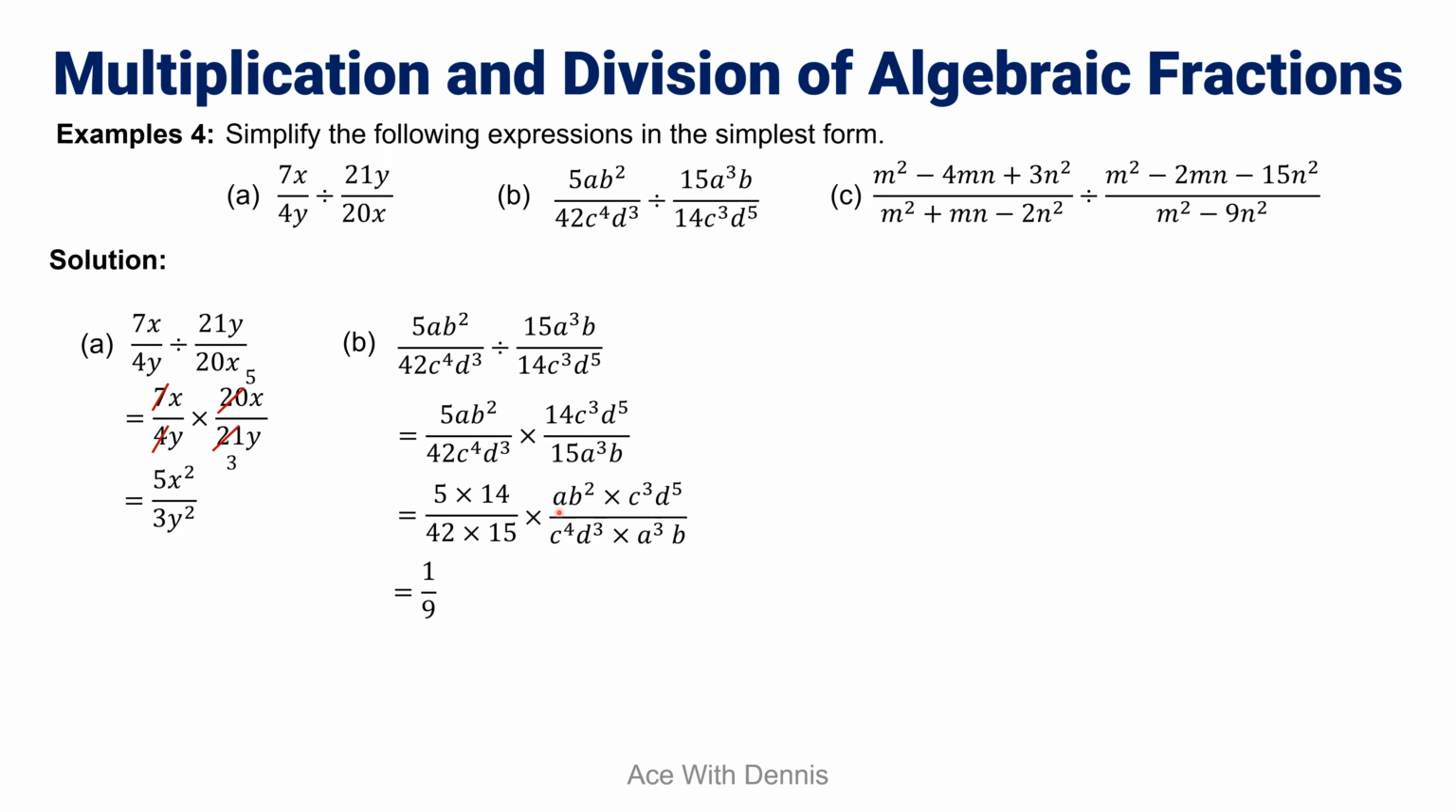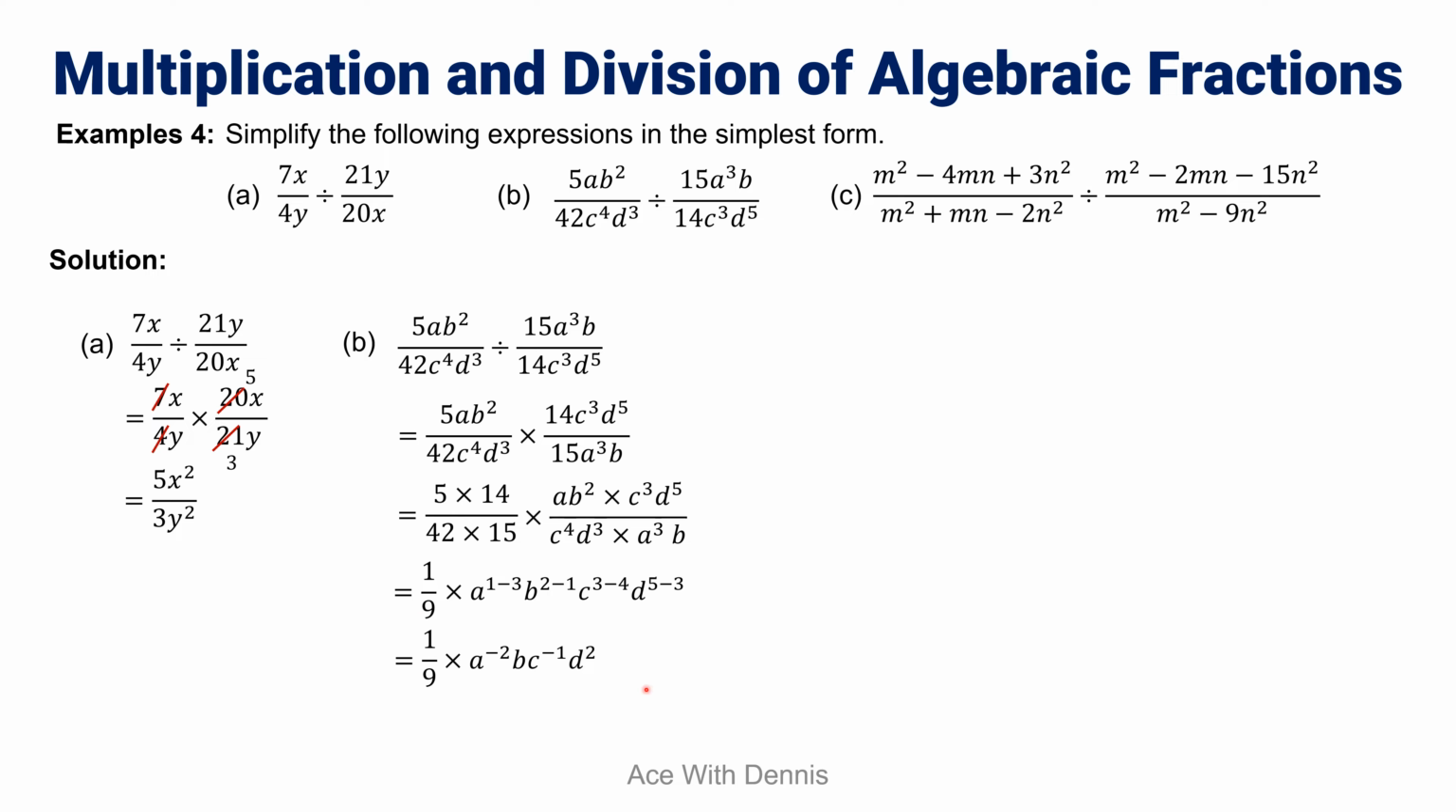From the second fraction here, a divided by a cubed, so we get a to the power 1 minus 3. Then b squared divided by b, so the power is 2 minus 1. Then c cubed divided by c to the power 4 is c to the power 3 minus 4. d to the power 5 divided by d cubed, so 5 minus 3. So this is the answer. We get 1 over 9 times a to the power negative 2, b, c to the power negative 1, and d squared.